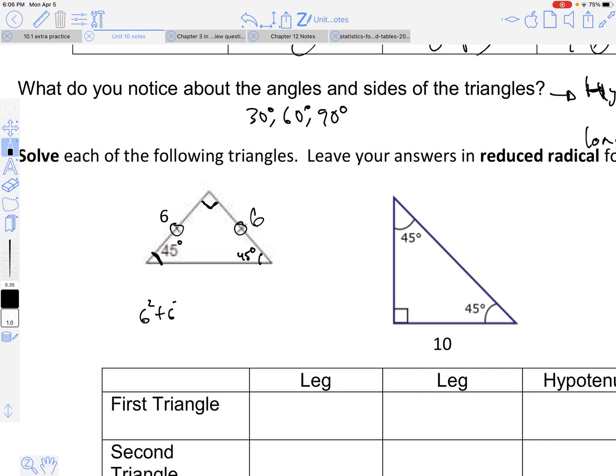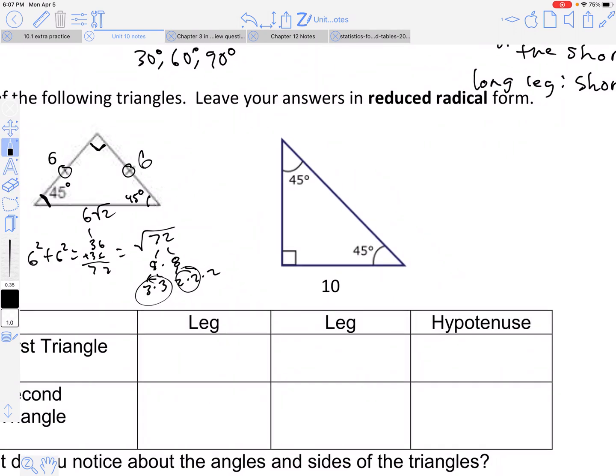6 squared plus 6 squared equals 36 plus 36. Well, let's do that really quick. 36 plus 36 gives me 72. Okay? Square root of 72. 72 has lots of numbers that go into it. 8 times 9 pops into my head. So 9 times 8, that'll be 3 times 3, 2 times 2 times 2. So a 3 will come out, a 2 will come out. 3 times 2 is 6, and a 2 will stay.